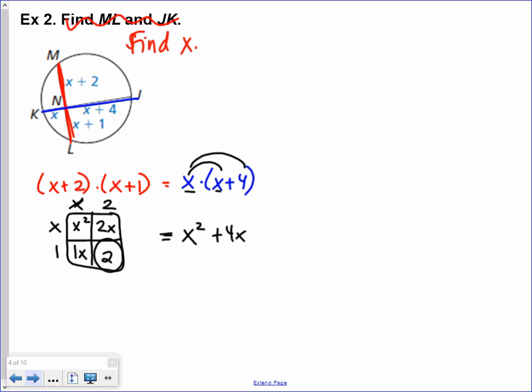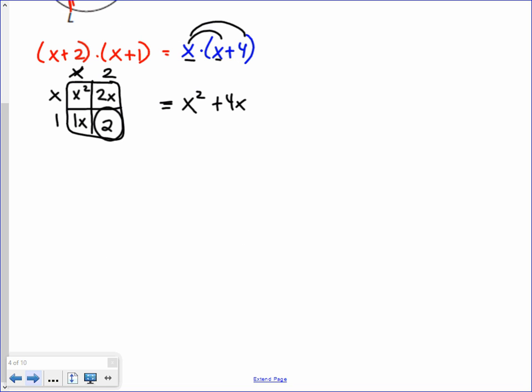So we just need to clean up our little left side here, the box method. When you finish off your box method, you want to add any like terms, which for your guys' purposes will always be in the diagonal. It won't always be that way next year in Algebra 2, but for your purposes now, you're always going to add the diagonal terms. So we have x squared plus 3x plus 2 equals x squared plus 4x. Oh, this one doesn't involve factoring. I'm thinking ahead.